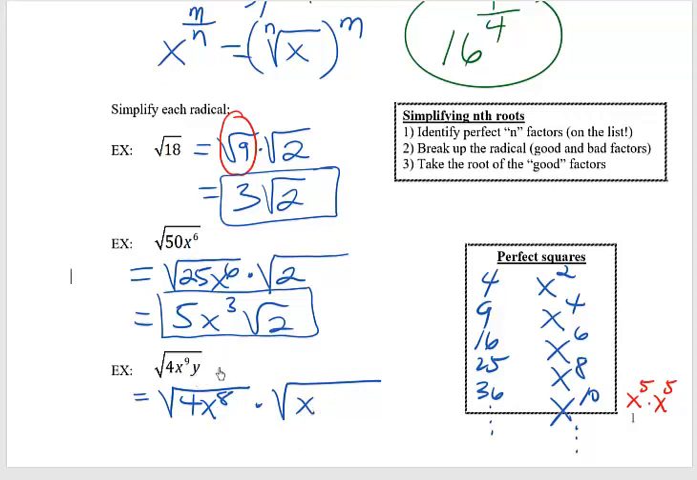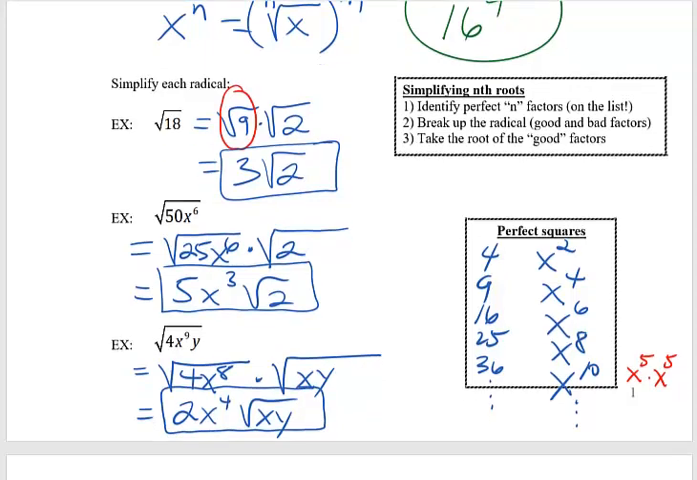And then let's see, Y. That's just a single letter. That's not enough. I need at least 2 to be good, so the Y is going to have to go in the bad. Remember, everybody in the bad, it's stuck there. It's never going to change. That part of the problem is essentially done. All I need to do is work out the good radical, and that's very easy. Square root of 4 is 2. Square root of x to the 8th would be x to the 4th, because x to the 4th times itself makes x to the 8th. And then the bad radical, and I'm done. And here would be the final answer to that problem.